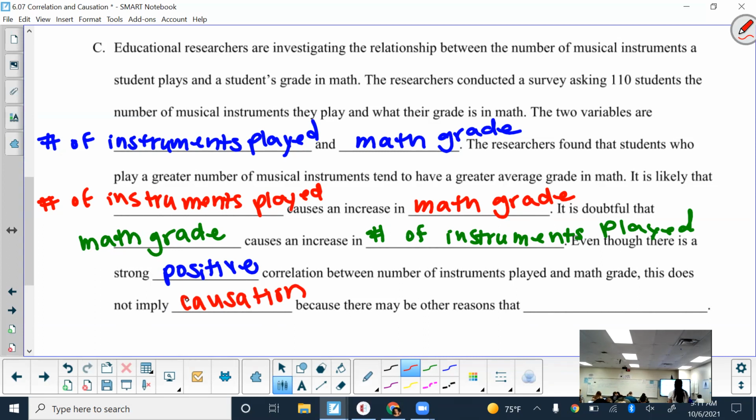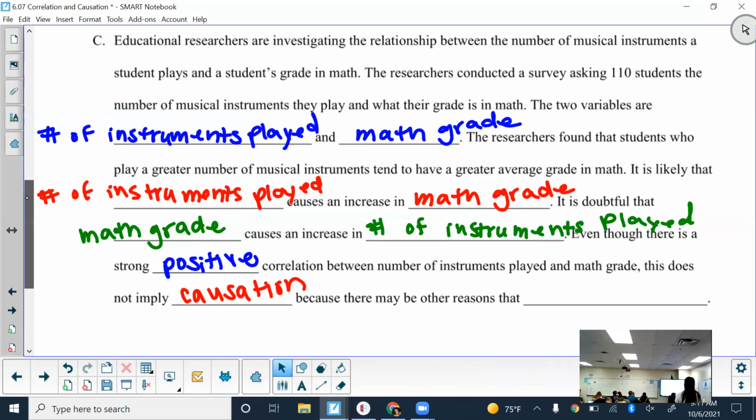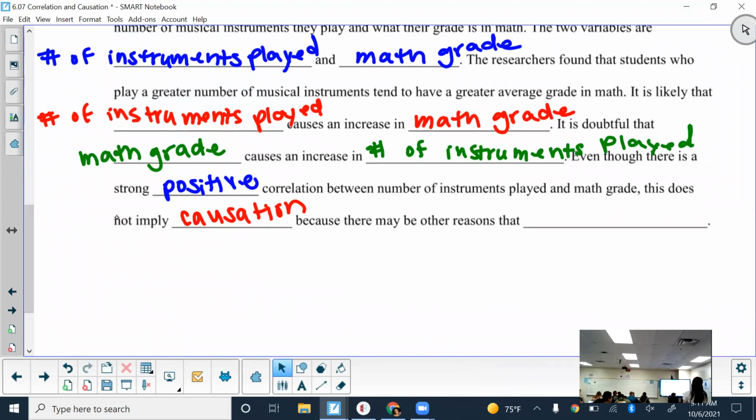Because there may be other reasons that, what do you think goes there? There may be other reasons that people play instruments. There may be other reasons that people have high grades in math. You can put either one of those in there. I'm going to put because there may be other reasons that students have high math grades.